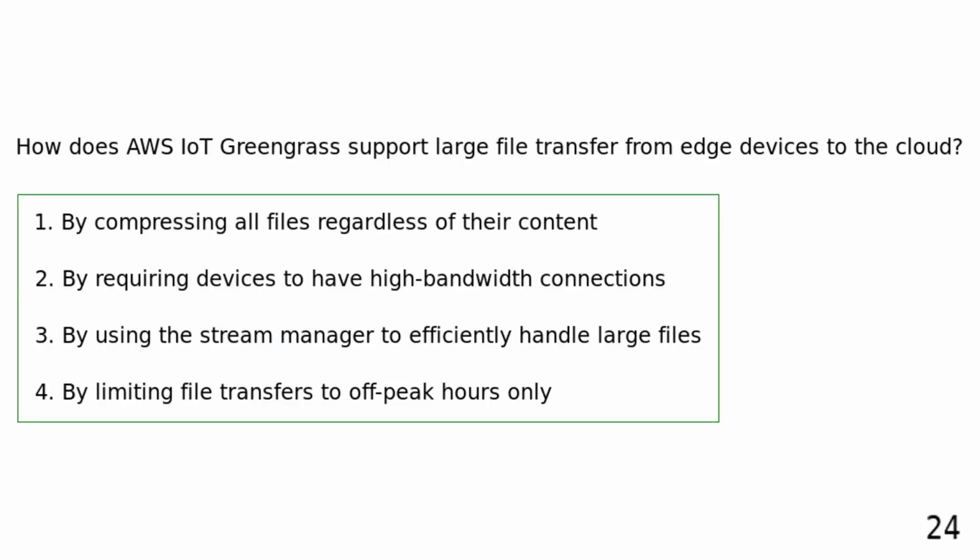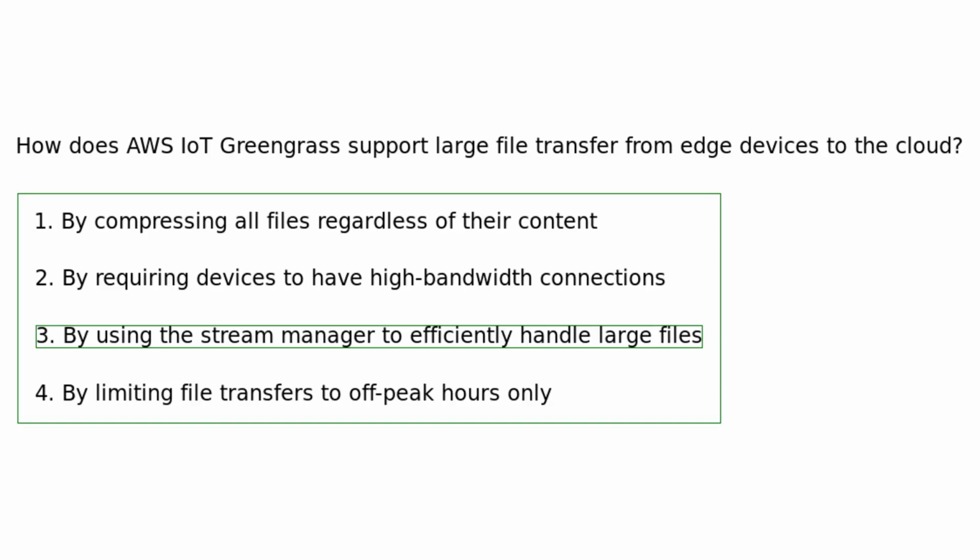How does AWS IoT Greengrass support large file transfer from edge devices to the cloud? By compressing all files regardless of their content. By requiring devices to have high bandwidth connections. By using the Stream Manager to efficiently handle large files. By limiting file transfers to off-peak hours only. The Stream Manager in AWS IoT Greengrass efficiently handles the transfer of large files from edge devices to the cloud, managing the process even with intermittent connectivity.